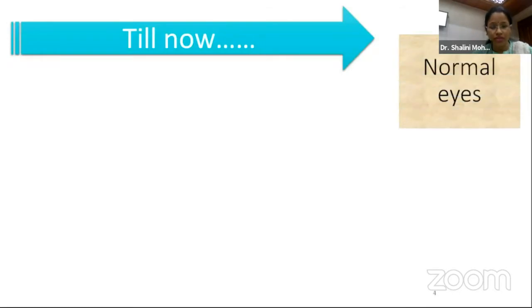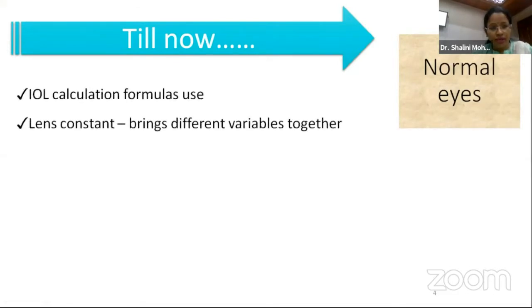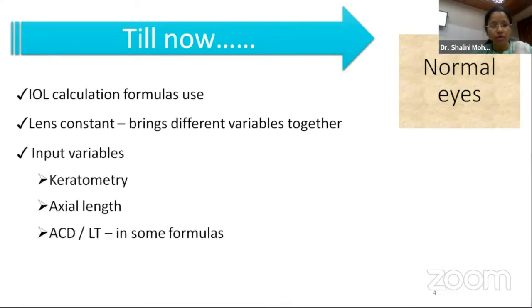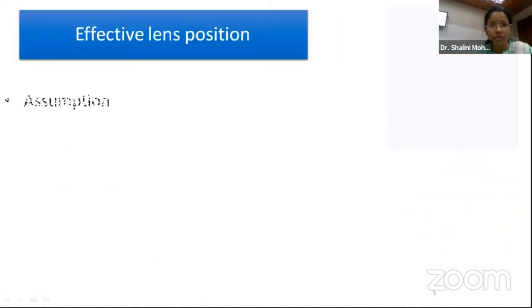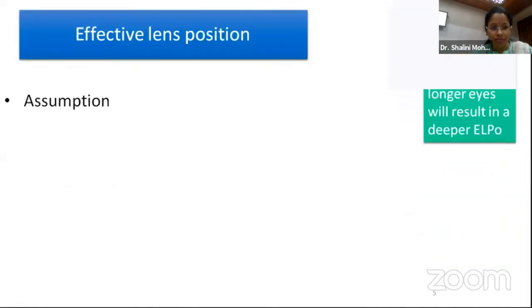So till now we have understood that in normal eyes, we use various IOL calculation formulas. There are various factors and variables which are brought together to make an IOL power. Now, keratometry, axial length, and some of the formulas also use ACD and lens thickness. Now, there is one important factor which is effective lens position, which is the position of the lens behind the posterior curvature of the cornea. The problem is that it is an assumption.